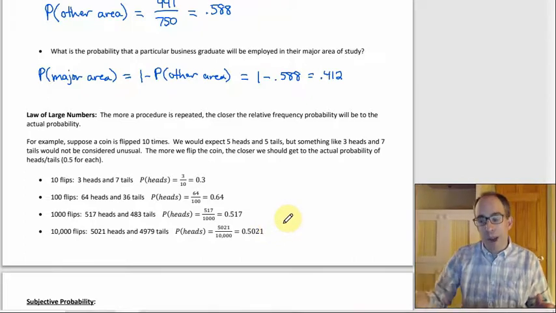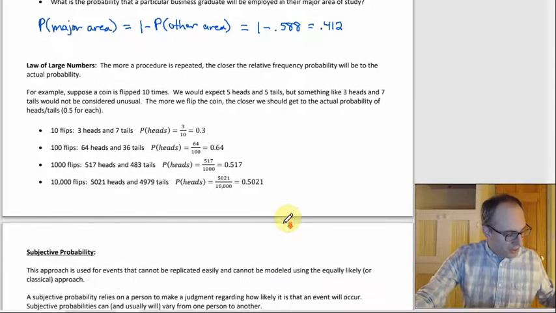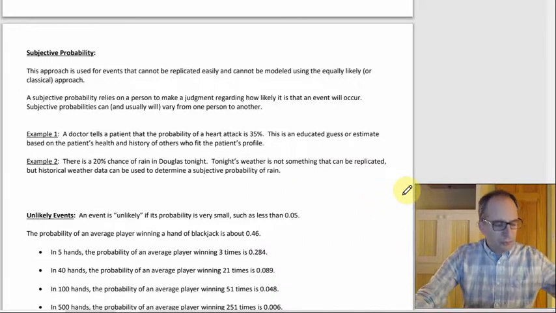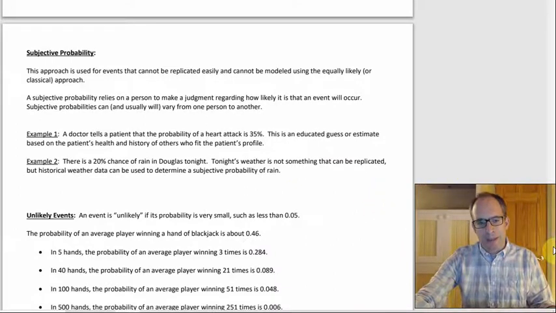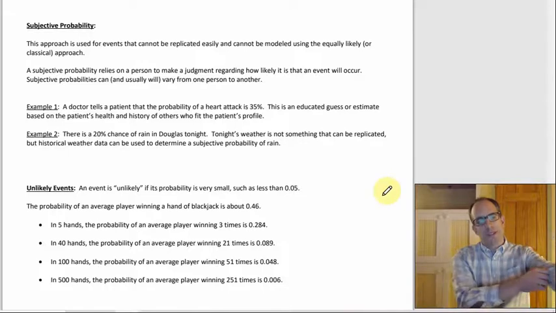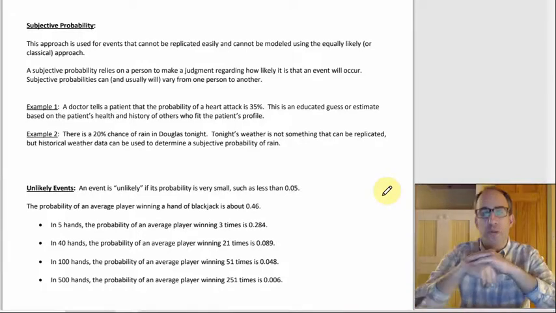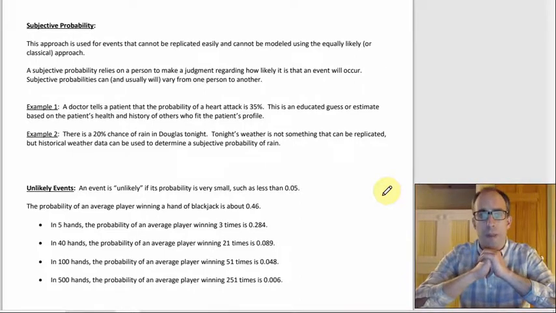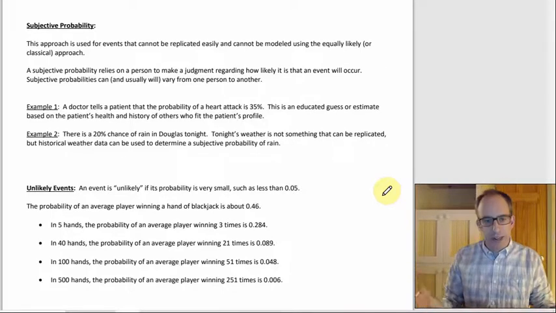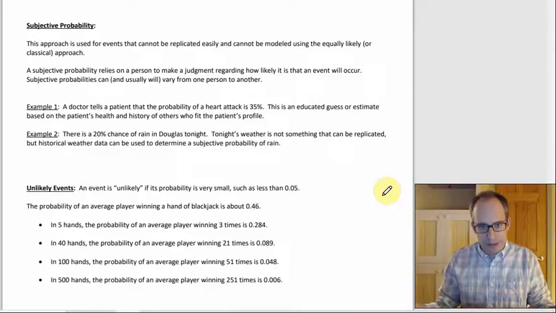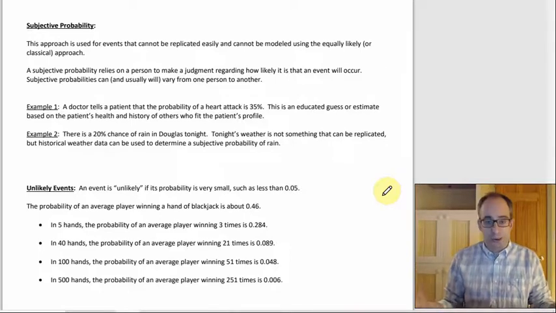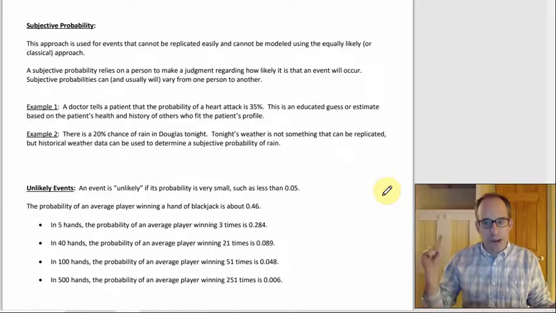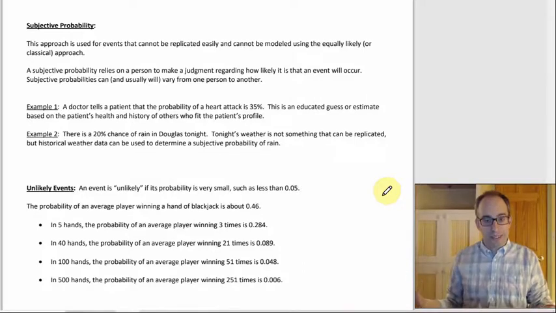So large number being better in terms of the number of repetitions, because the more you got, the better your probability estimate's going to be. All right, then another kind of probability, and this is one that's really just for specific cases, more or less, like things that you couldn't repeat. The most common example I would think of is weather, like the chance that it's going to rain, right? Any one individual day, you can't repeat, right? There are going to be other days historically that have been similar, but you can't repeat one day exactly over and over and over again.